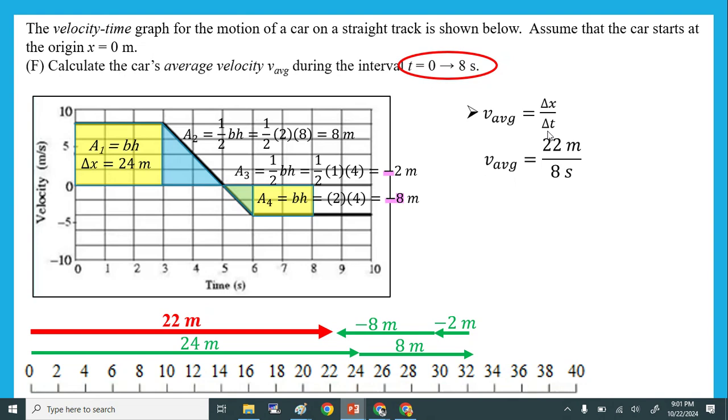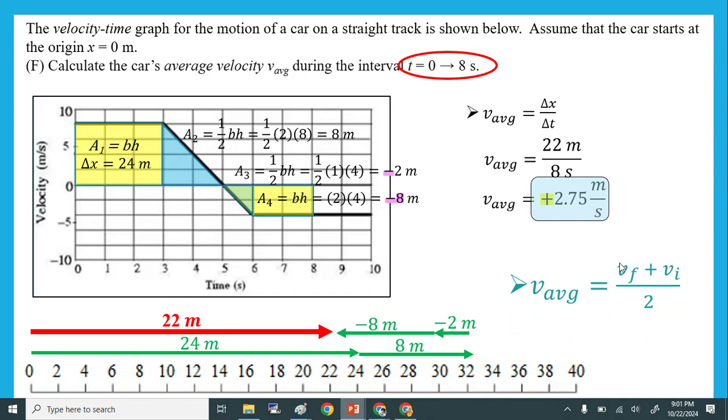And how much time has gone by? Well, the time is from 0 to 8. So therefore, your change in time is just 8 seconds. So if you do 22 meters divided by 8 seconds, you should get a value of 2.75 meters per second. But because it asks for average velocity, I need to tell whoever is assessing you that it is to the right of where it started. So the average velocity is positive 2.75 meters per second. So that is the answer for part F.